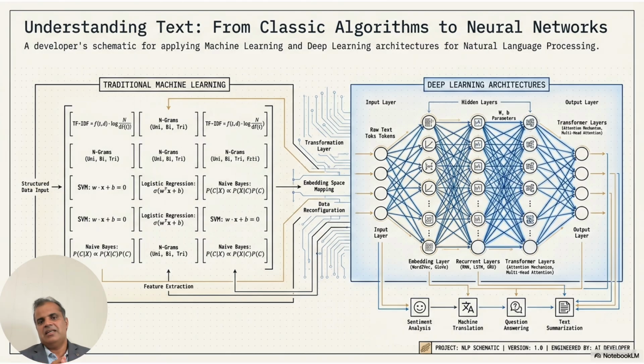To summarize, traditional methods on the left require humans to extract the features. Deep learning on the right lets the neural network discover the features on its own. Ultimately, both paths help us solve real-world problems like analyzing sentiments, translating languages, or summarizing long text. Let's look at how we get started.